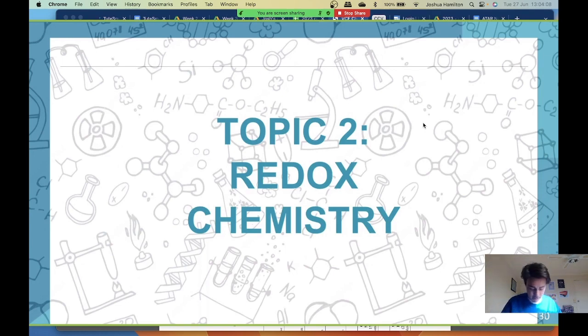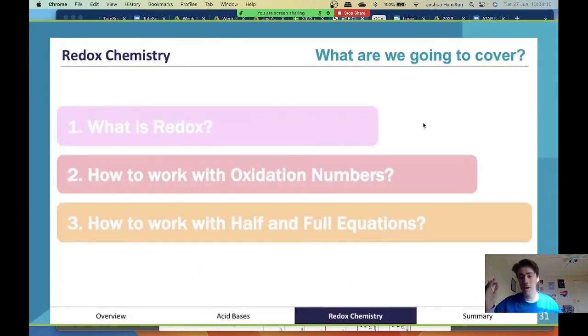So we're going to move into redox chem. This is super high yield, this is a whole topic in year 12. You need to know how to do this really well, and they expect this stuff as basic knowledge going into year 12. So it's really important you know this stuff.